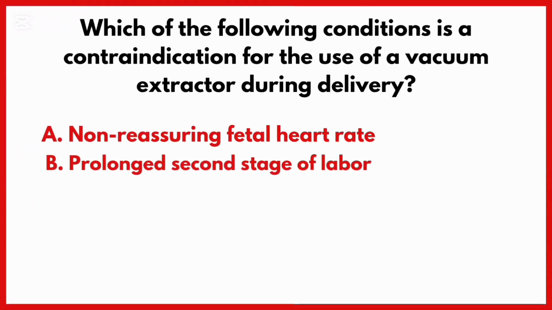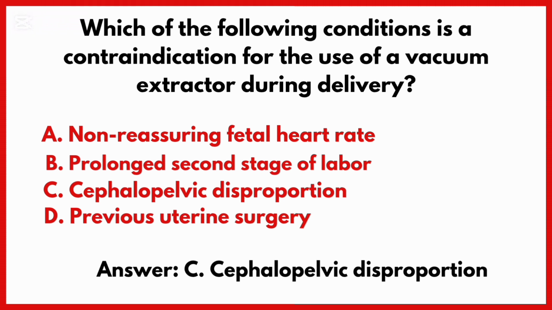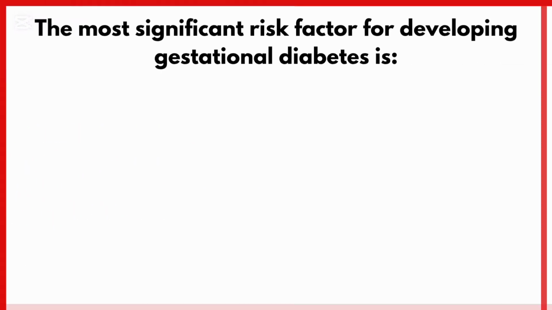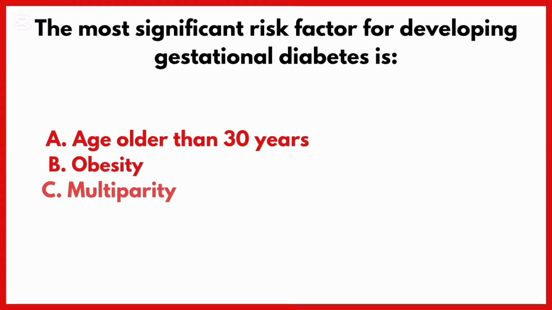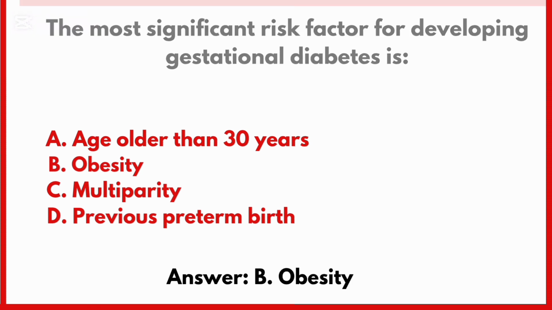Which of the following conditions is a contraindication for the use of a vacuum extractor during delivery? Correct answer is option C, cephalopelvic disproportion. The most significant risk factor for developing gestational diabetes is. Correct answer is option B, obesity.